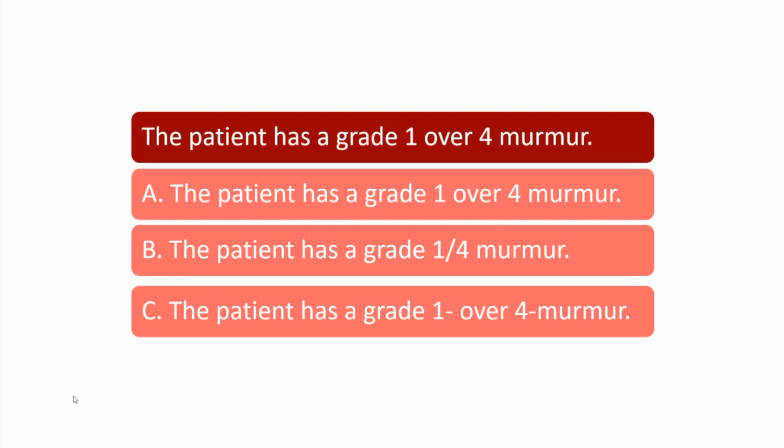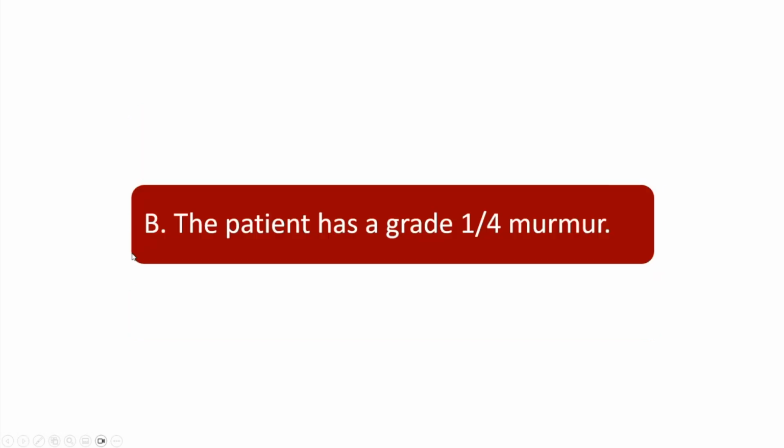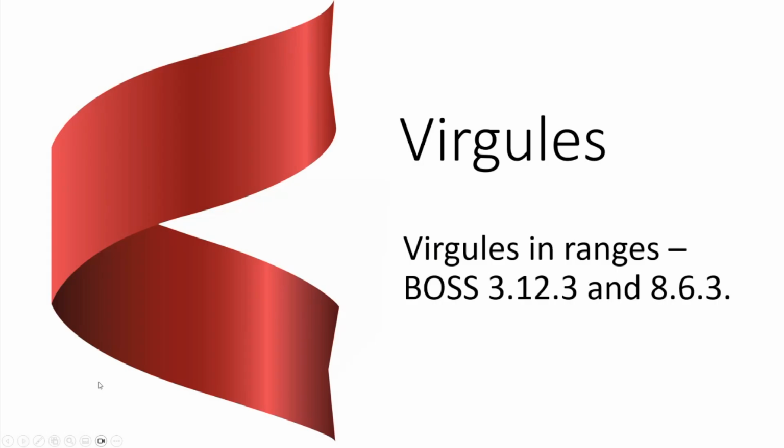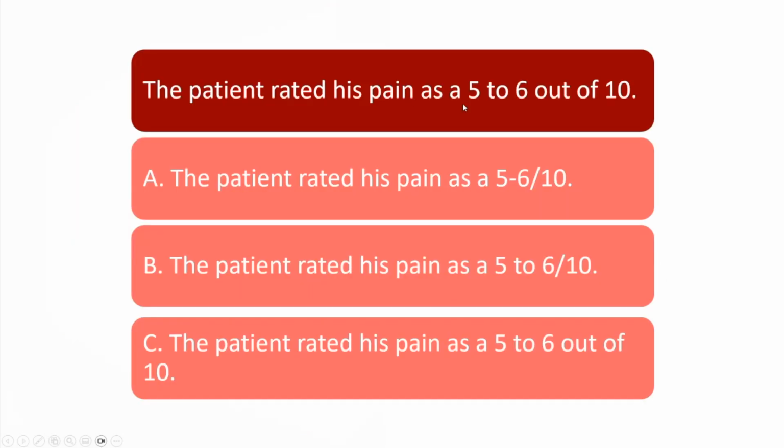Okay, once again, some mixed answers, so this is great. B is the correct way to format it, 1/4 murmur. So we use a virgule when over is dictated. But once again, we do have some exceptions. Virgules and ranges, and once again, Book of Style and Standards 3.12.3 and 8.6.3. Here's an example of a range with an out of expression. You can also use a virgule to indicate out of, is what I'm trying to say.